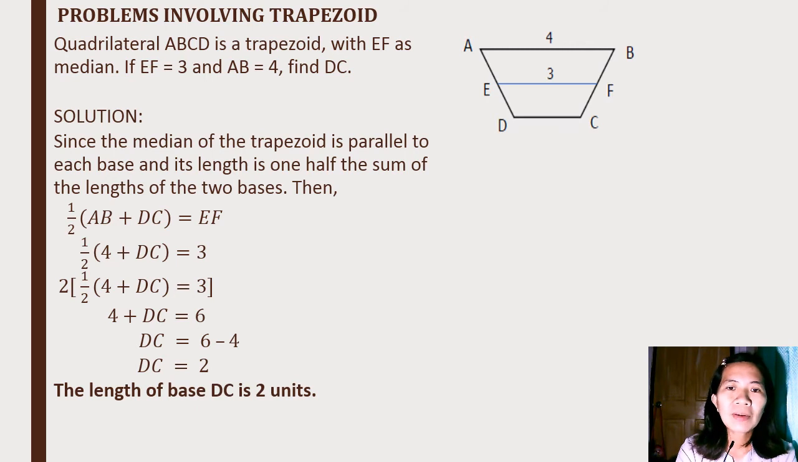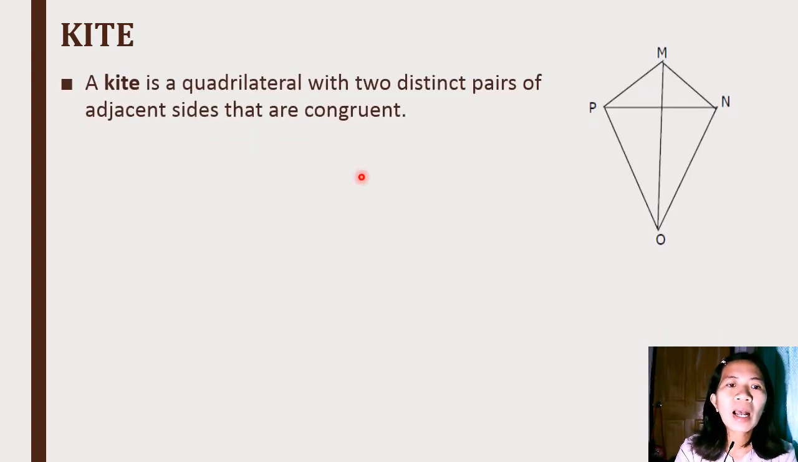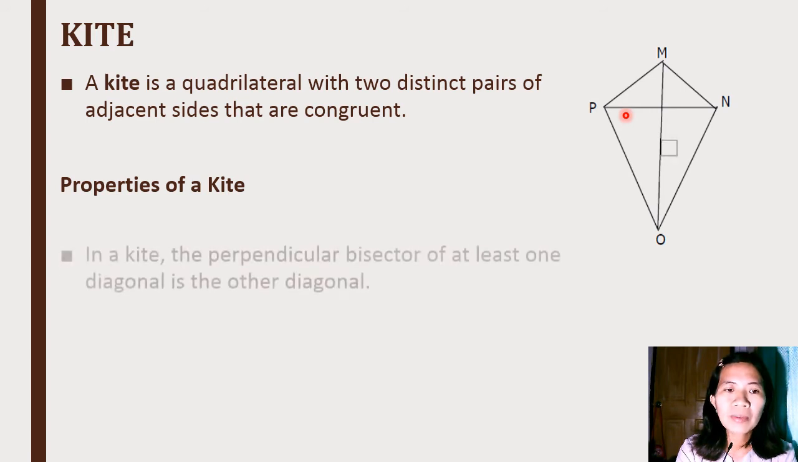Now, let's have another type of quadrilateral, which is the kite. What is a kite? A kite is a quadrilateral with two distinct pairs of adjacent sides that are congruent. So this is our kite, kite MNOP. Now, what are the properties of a kite?